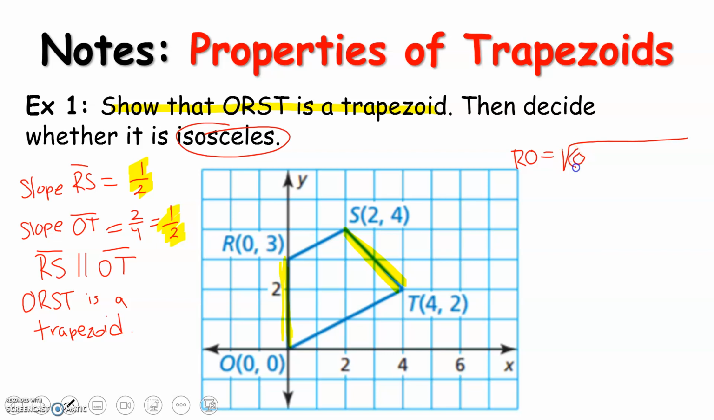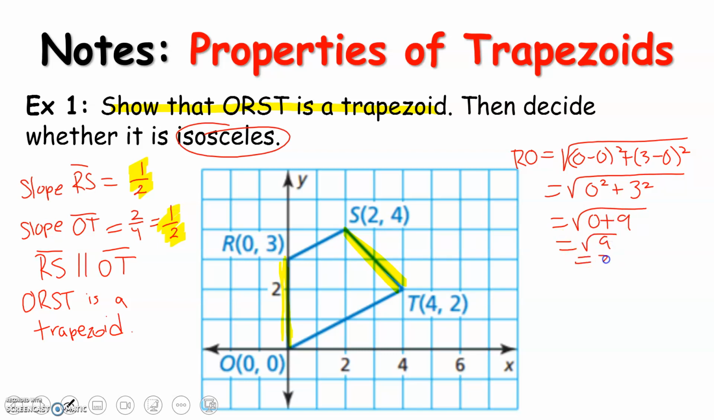minus x1 squared, so 0 minus 0 squared, and then 3 minus 0 squared. That is 0 squared plus 3 squared. That is 0 plus 9. That is root 9 or 3. Now, when you look at the picture, you see that it makes sense. 1, 2, 3. Now, let's find ST.